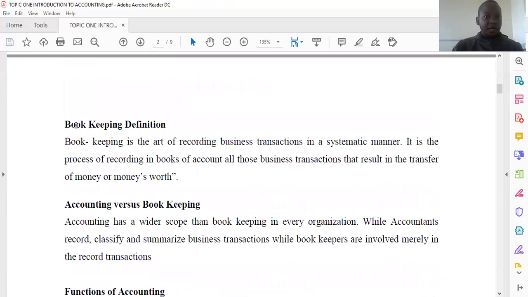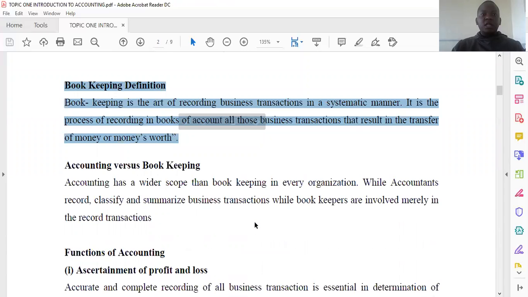So next we look at another definition, that is bookkeeping. Bookkeeping is defined as the art of recording business transactions in a systematic manner. It is a process of recording in the books of accounts all those business transactions that result in the transfer of money or money's worth. So bookkeeping is that.